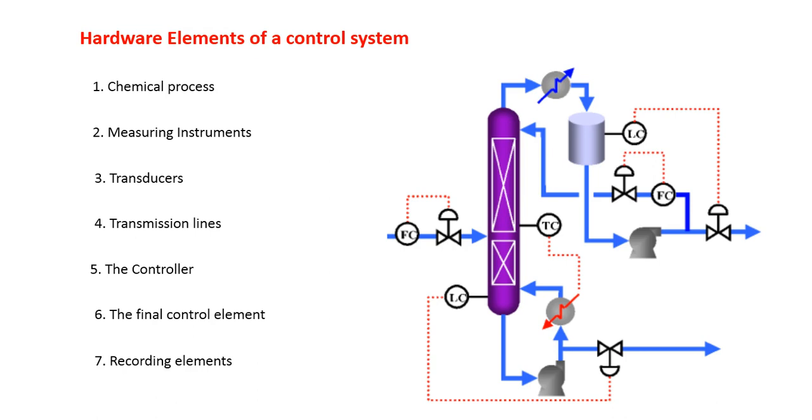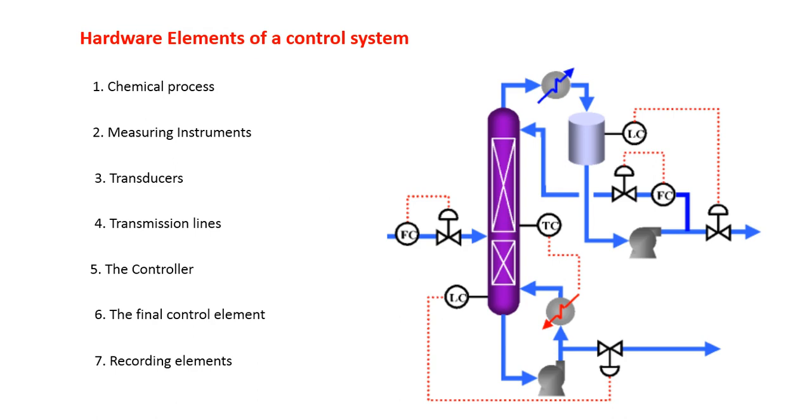Fourth is the transmission lines. The transmission lines basically carry the signal from the measured variables to your controllers. So these are the transmission lines. For example, in this figure, all those red dotted lines are the transmission lines. They are basically taking the signals from the controller towards the valves, that is the final controlling elements.